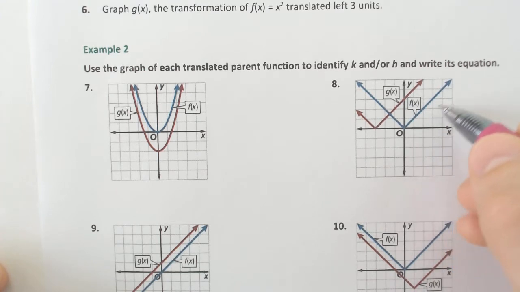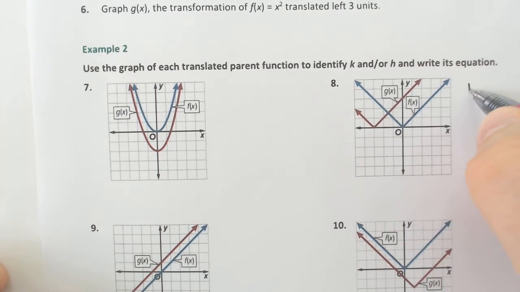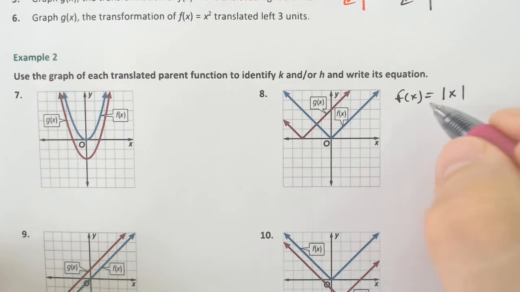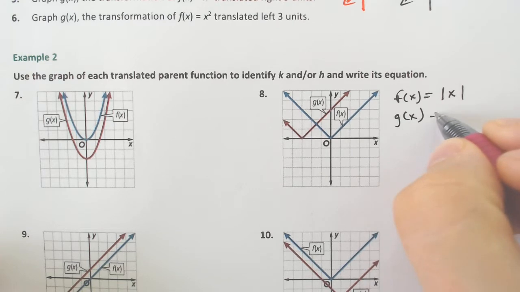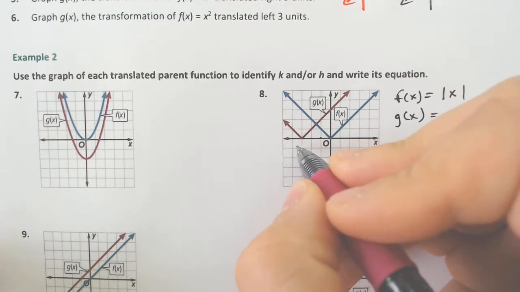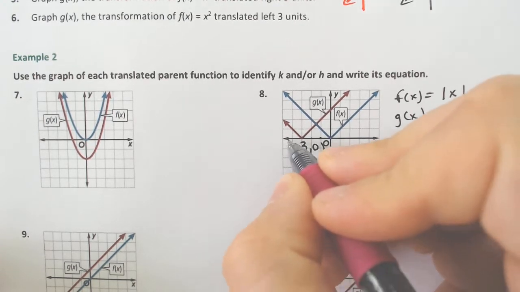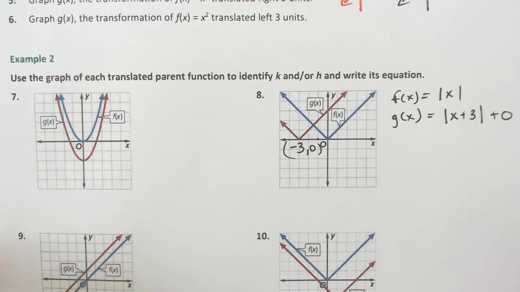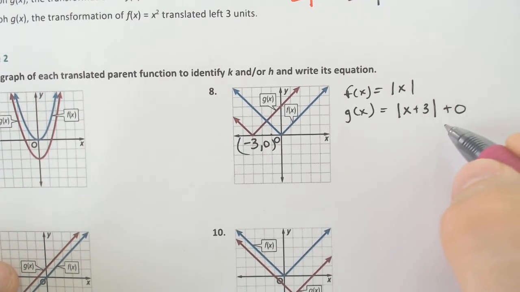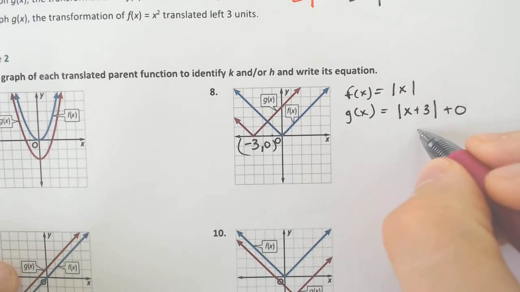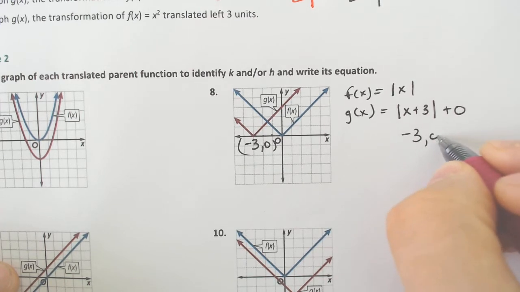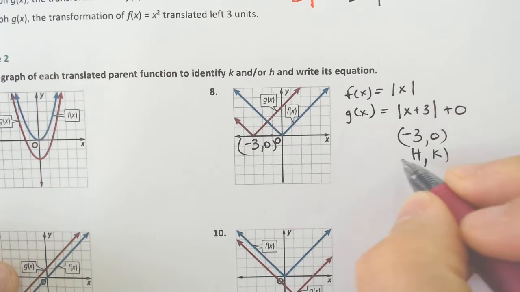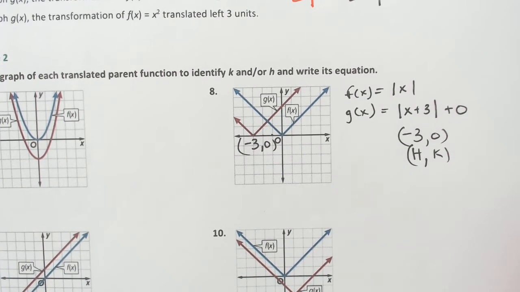Here in blue, I think that's blue, we have f of x is the absolute value of x. And then for g of x, it moved to the left by 1, 2, 3. That point is at -3, 0. So if we change the sign, keep the sign, it would be the absolute value of x plus 3, plus 0. So the h and the k are the vertex. H is -3 and k is 0. Ta-da!